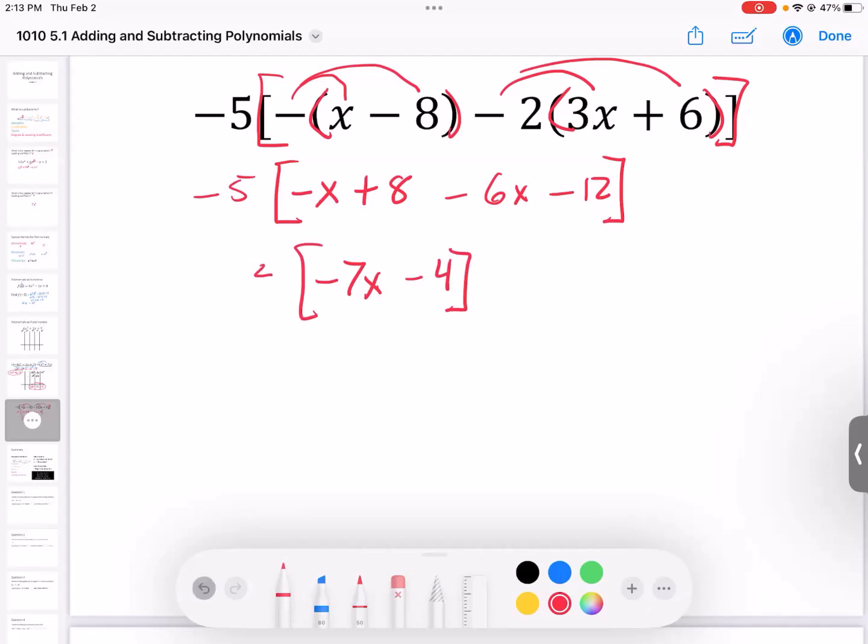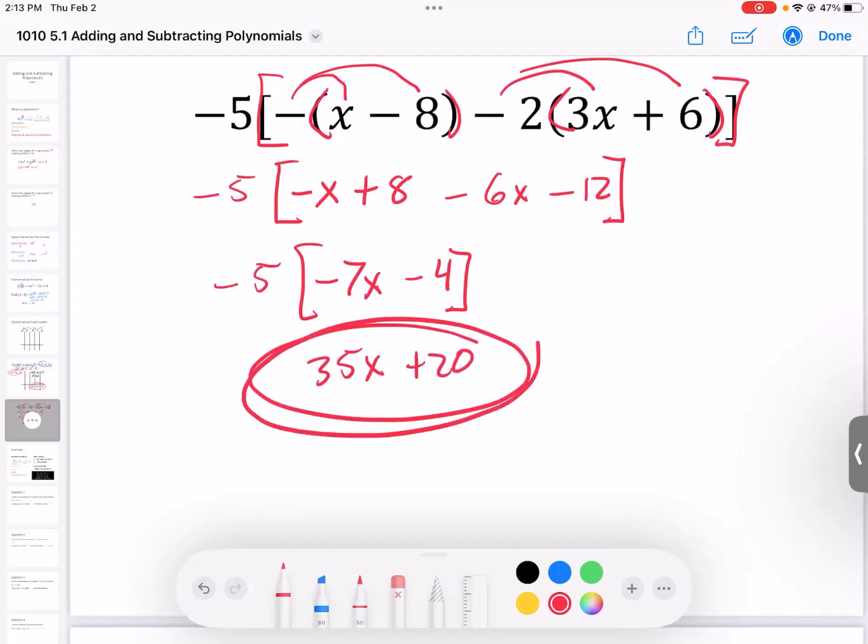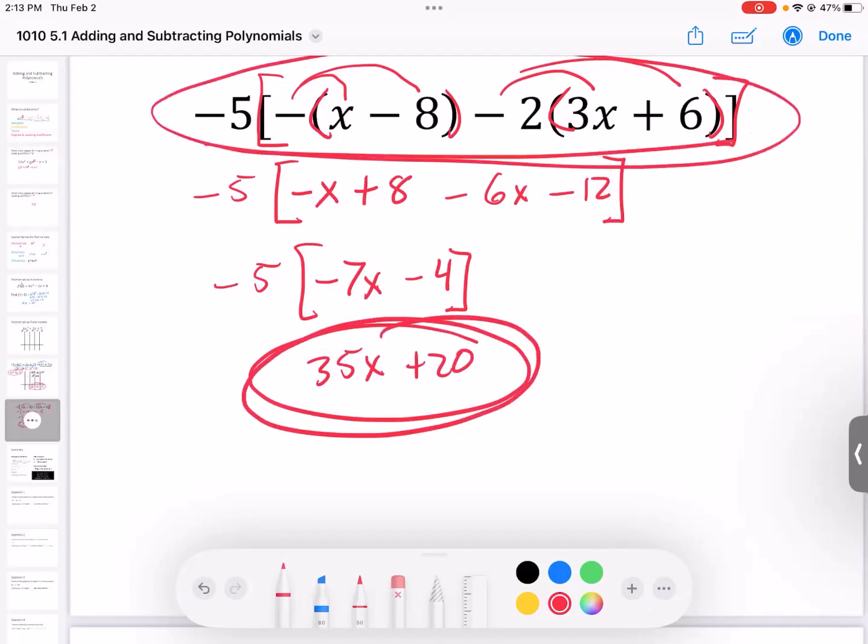And then, I mean, you don't have to do that before you distribute the 5, but I think it makes it easier because then you don't have to distribute it to as many things. So then you do negative 5 times negative 7x is 35x, and negative 5 times negative 4 is positive 20. And so this expression is the same expression as this. It's just a simplified one. Kind of like how 3/6 is the same thing as 1/2. They both mean the same thing, but 1/2 is a more simple version of it. So you'll have some problems like this. And then you have a bunch where you're just adding and subtracting the polynomials together.